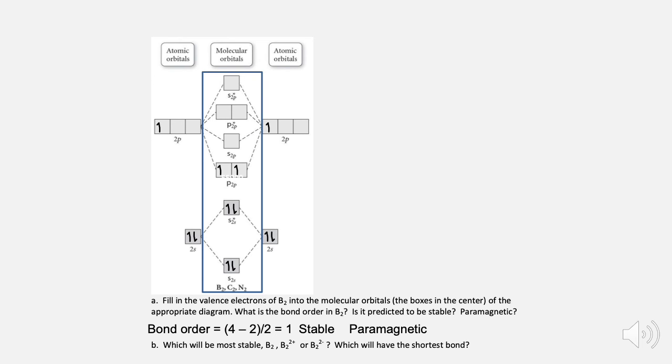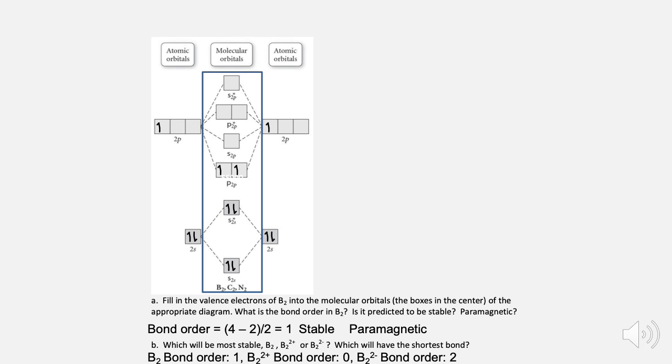Finally, we're asked here, which is most stable, B2, B2 2 plus, or B2 2 minus? So with 2 plus, we're losing 2 electrons. With B2 2 minus, we're gaining 2 electrons. You can look at our molecular orbital here. Our rules for taking away or adding electrons are pretty consistent. It's just reversed when we're taking them away. So if we were to take away 2 electrons, they would both come out of that pi 2p bonding orbital. So we're losing electrons from a bonding orbital. Our bond order is going to go from 1 to 0, which is going to destabilize this molecule.